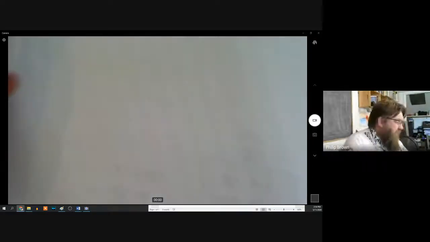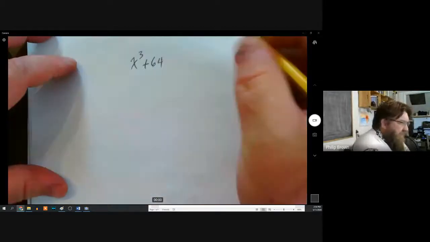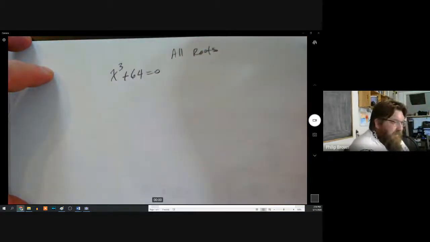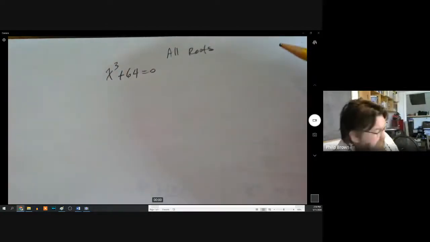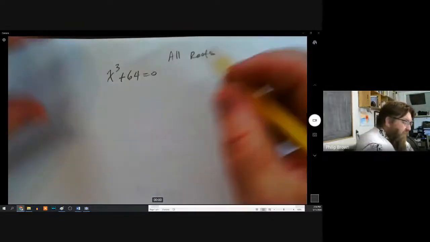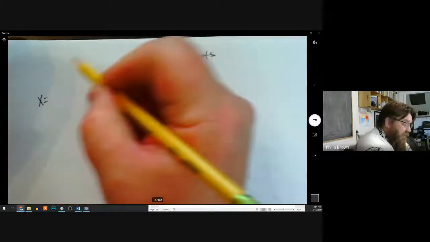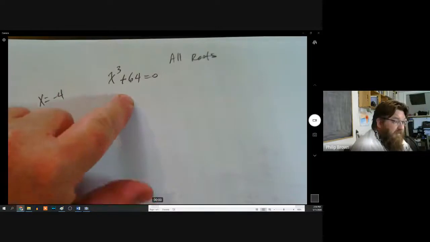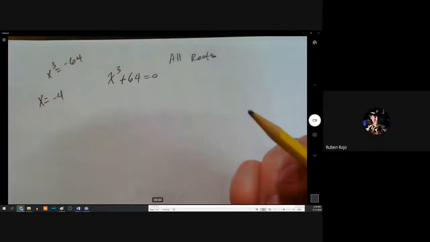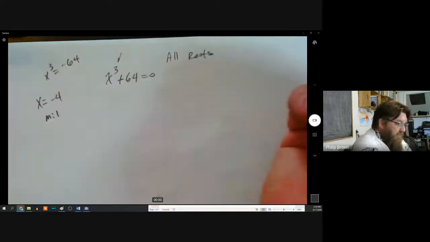Since we're here, and since I didn't record it, let's go ahead and do this one right here. We've got to find all roots, and then we also have to name the multiplicity. The instructions say find all of the roots to the following functions and state the multiplicity of each root. This one you can use inverse operations. If you're going to find the real roots, you would subtract 64, and then take the cube root of -64, which is -4. The problem is there are 3 roots, and that's only 1. It has a multiplicity of 1.